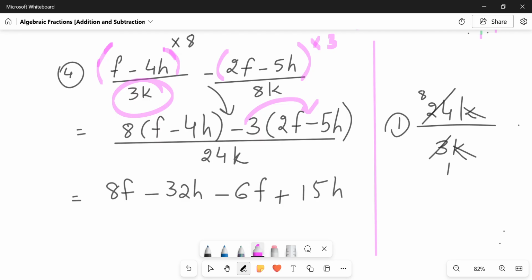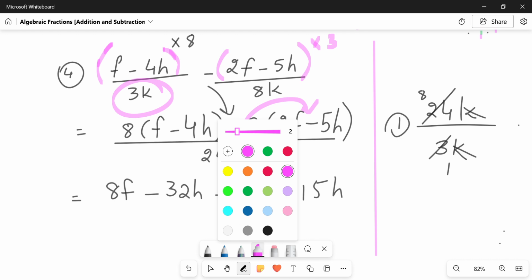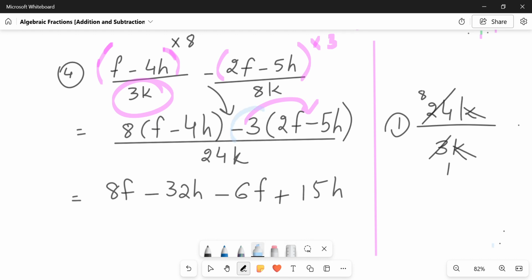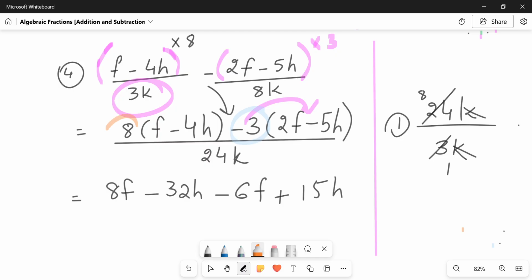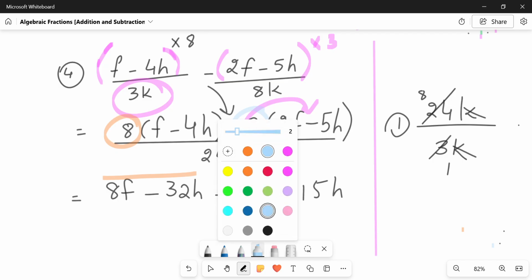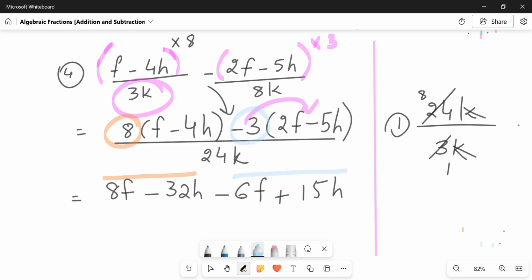Okay, what I have done, I'll show you again. I will explain it to you again. I multiplied this minus with the entire bracket, and before that I multiplied 8 with this entire bracket. So I got this answer with the orange one, and from the blue one I got this answer. Okay, now over 24k.